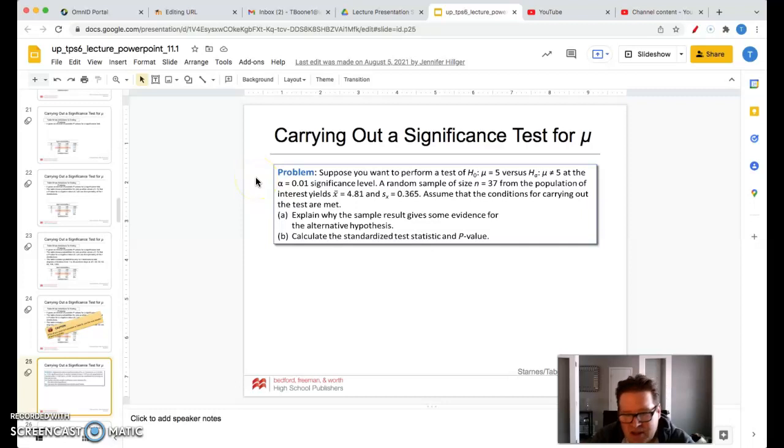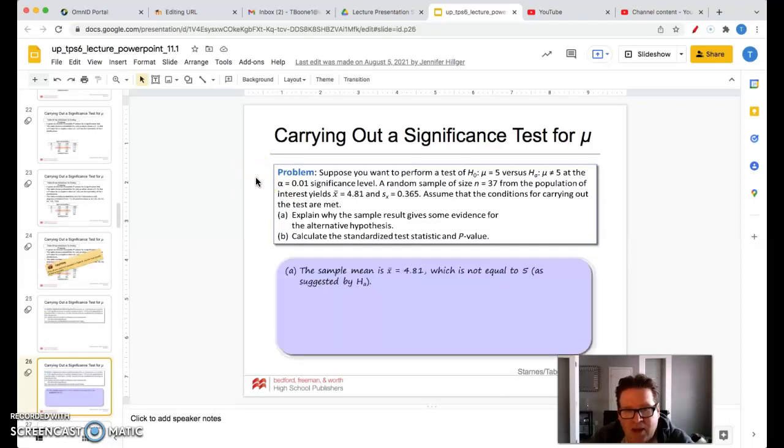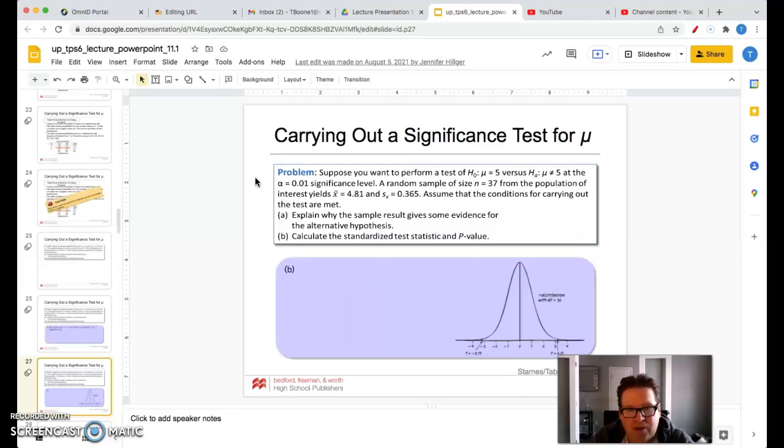Now, is it convincing? That's another question in itself, but it has some evidence for that again. So we're going to suggest that maybe we should look into it. All right, so now we're going to do our tests here. Okay, we're going to take a look at our standardized test statistic.